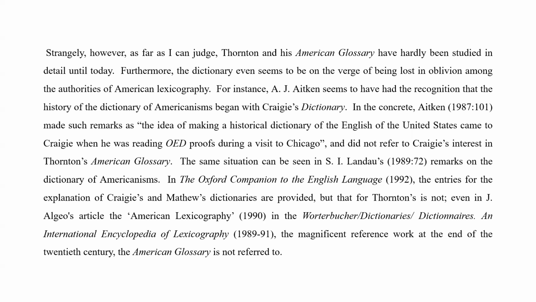The same situation can be seen in S. I. Landau's remarks on the Dictionary of Americanisms. In the Oxford Companion to the English Language, the entries for the explanation of Craigie's and Mathews's dictionaries are provided, but that for Thornton's is not. Even in J. Algeo's article, "American Lexicography," in the Wörterbücher, Dictionaries, Dictionnaires, an international encyclopedia of lexicography, the magnificent reference work at the end of the 20th century, the American Glossary is not referred to.